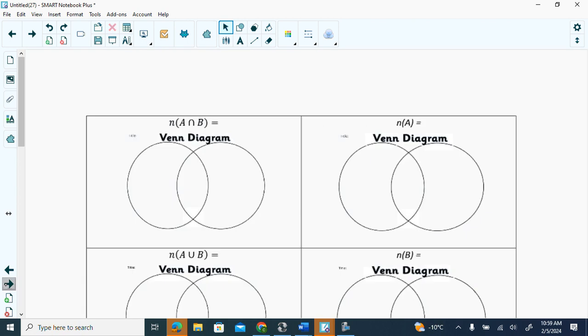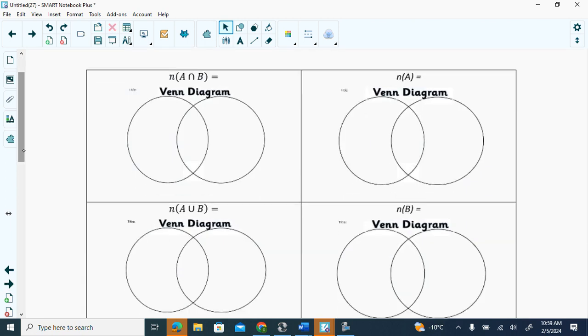Okay. So I want to show the ones that are in A and B. How many numbers are in A and B? 1, and it is the number what? 15. So I'm going to write it in this eyeball.